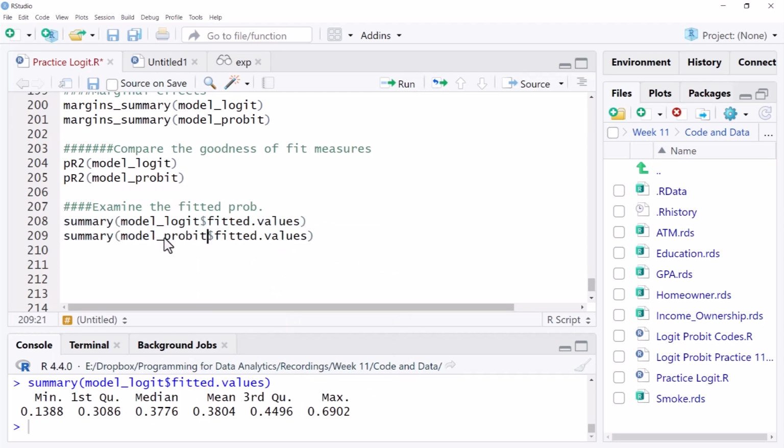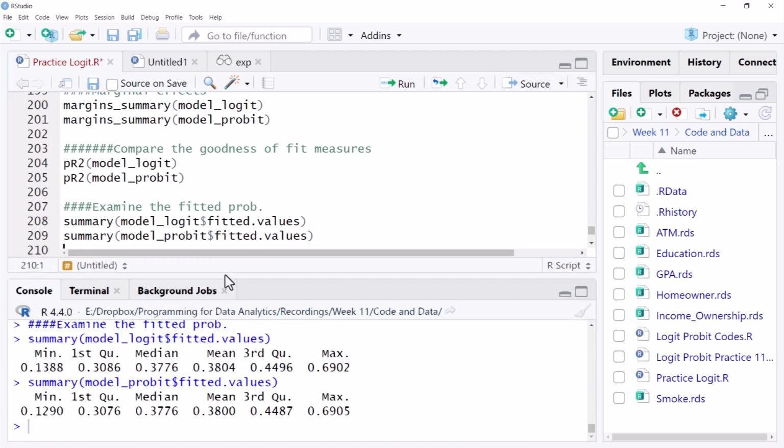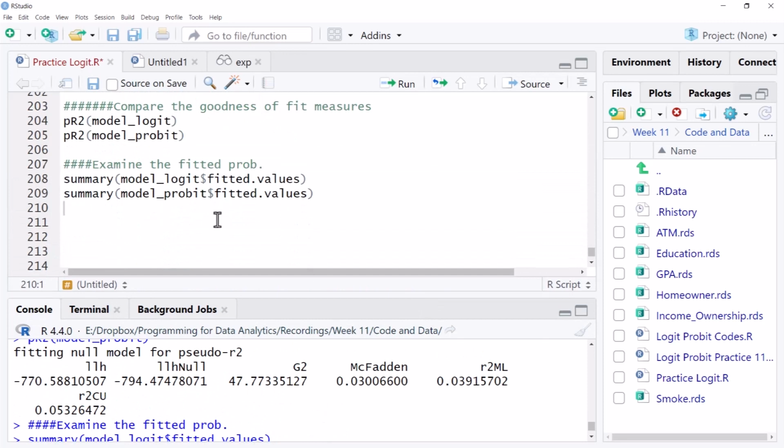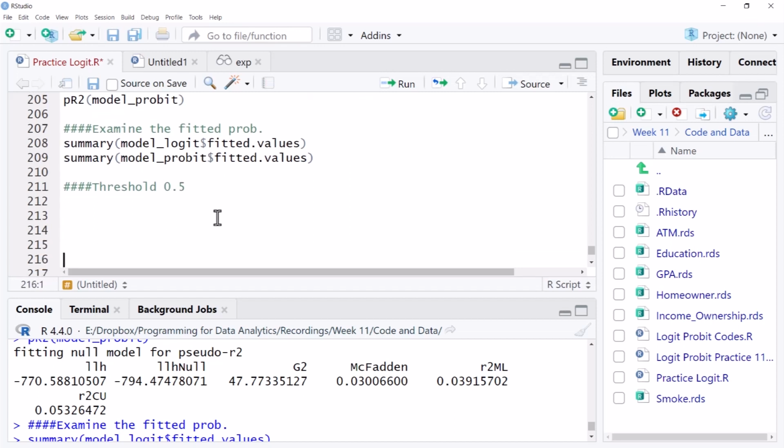If you compare these probabilities, you can see the probabilities are quite similar, ranging from 0.13 to 0.69. So they are very similar. The distribution of probabilities is very similar. In the last step, we'll assume a threshold value, a threshold of 0.5, and compare the model performances.